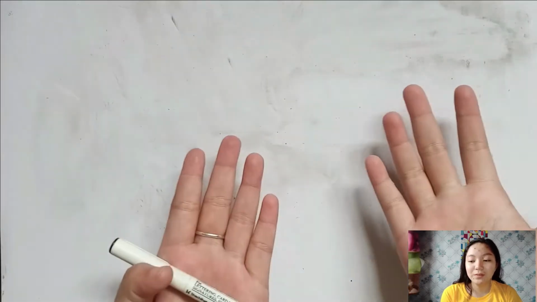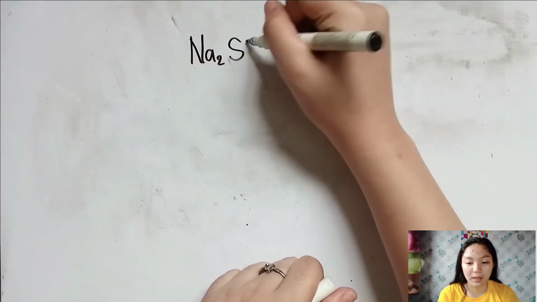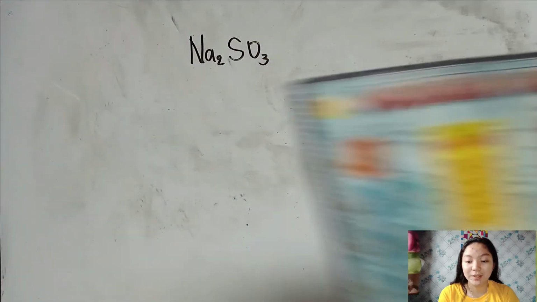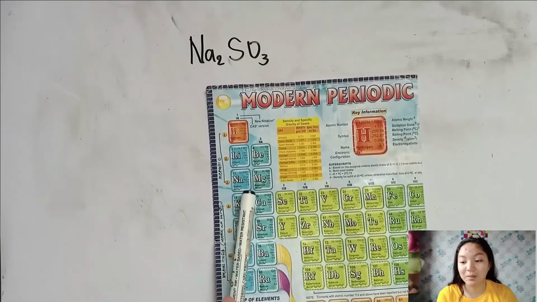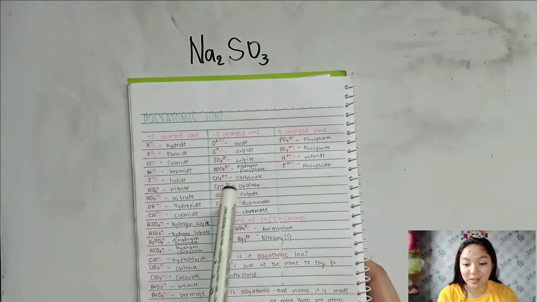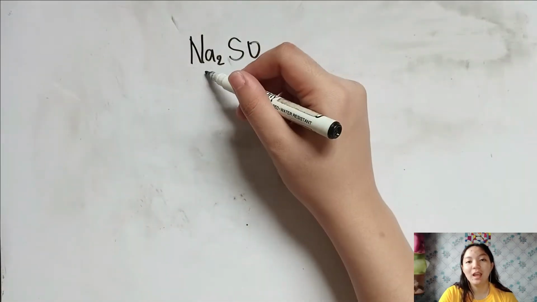But how about if the symbols are just presented? So we have here the same given, the Na2SO3. It is simple to name this because you just need to look for their names. Na can be found on the periodic table, while sulfide can be found on the provided table of your teacher like this. Start naming the polyatomic ion.